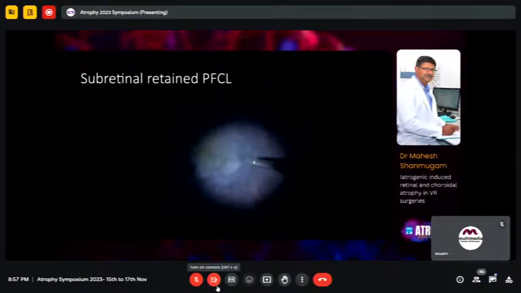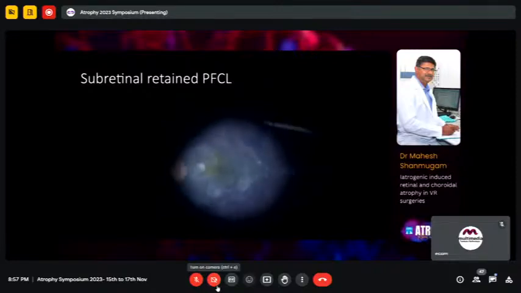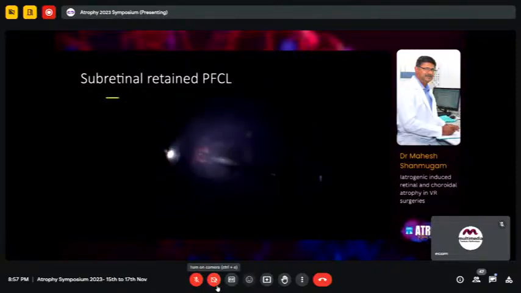There are techniques described wherein people have created a macular hole, removed the PFCL, and then done an ILM peeling and closed the hole. Here we did peel the ILM, but there was no macular hole. There was a retinotomy on the nasal side of the fovea through which we managed to remove the PFC.